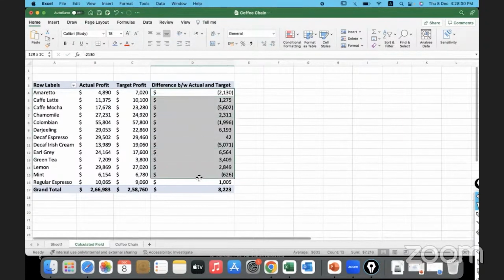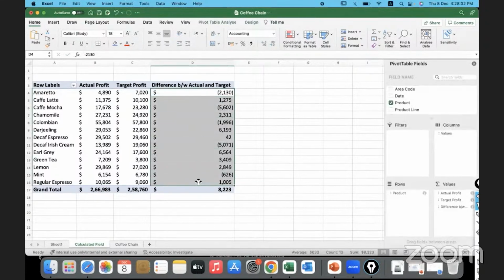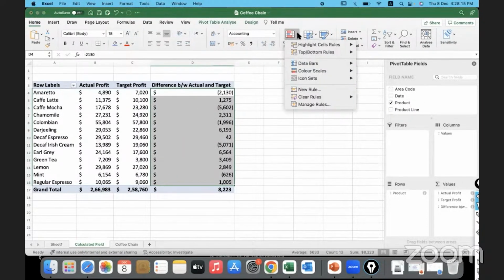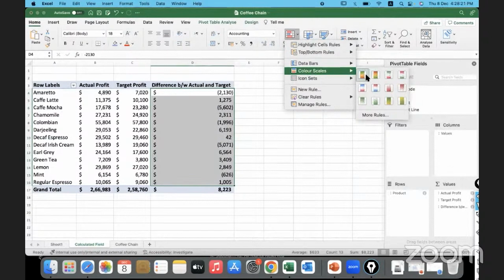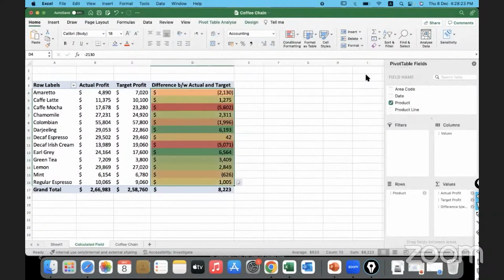Now, further, you can go ahead and apply conditional formatting on this data. Wherever there is negative, let us show a different color. Wherever there is positive, let's show a different shade, right? So what to do? We already discussed conditional formatting. You can just go up to the conditional formatting option on the home ribbon, and I will use color scales. Okay, let me use the green, yellow, and red color scale.